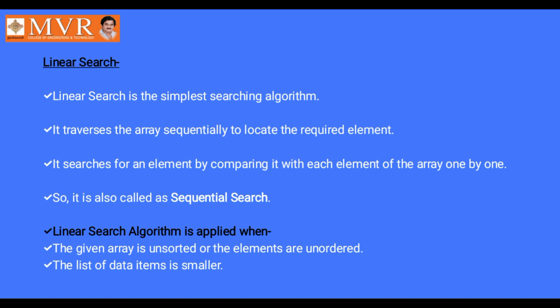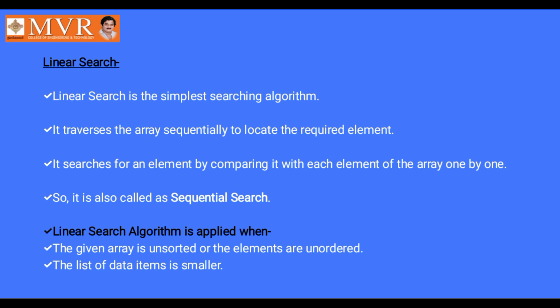If there are 10 elements, then I will be comparing with the 10 elements. If I find it at the fifth location, then I will stop there. I'll stop the searching procedure there and say that my search is successful, and I will not proceed further. I will just stop there.